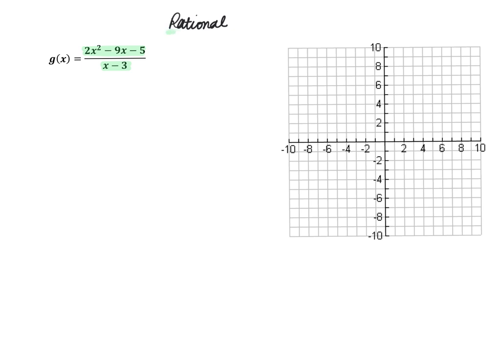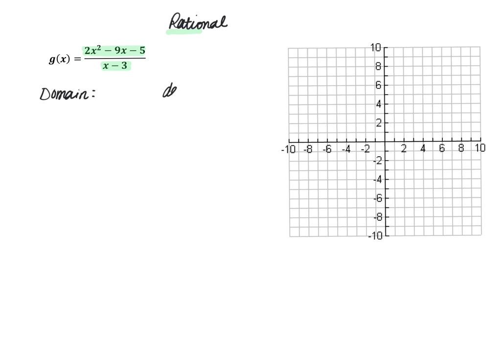And remember, the root word in rational is ratio. So it's a ratio of two polynomial functions. So to begin graphing this rational function, I always recommend that you start with the domain. What are all of the possible values we can have for x?